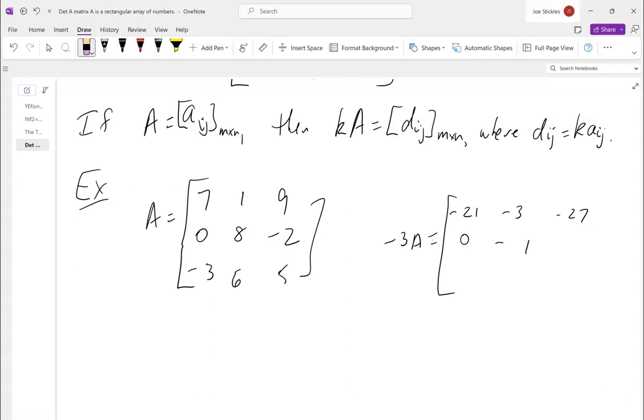Yeah. So again, we're just taking that scalar and running it through every single entry that you see in the matrix. Just exactly like what you would do if you were running it through a vector. It's just bigger.